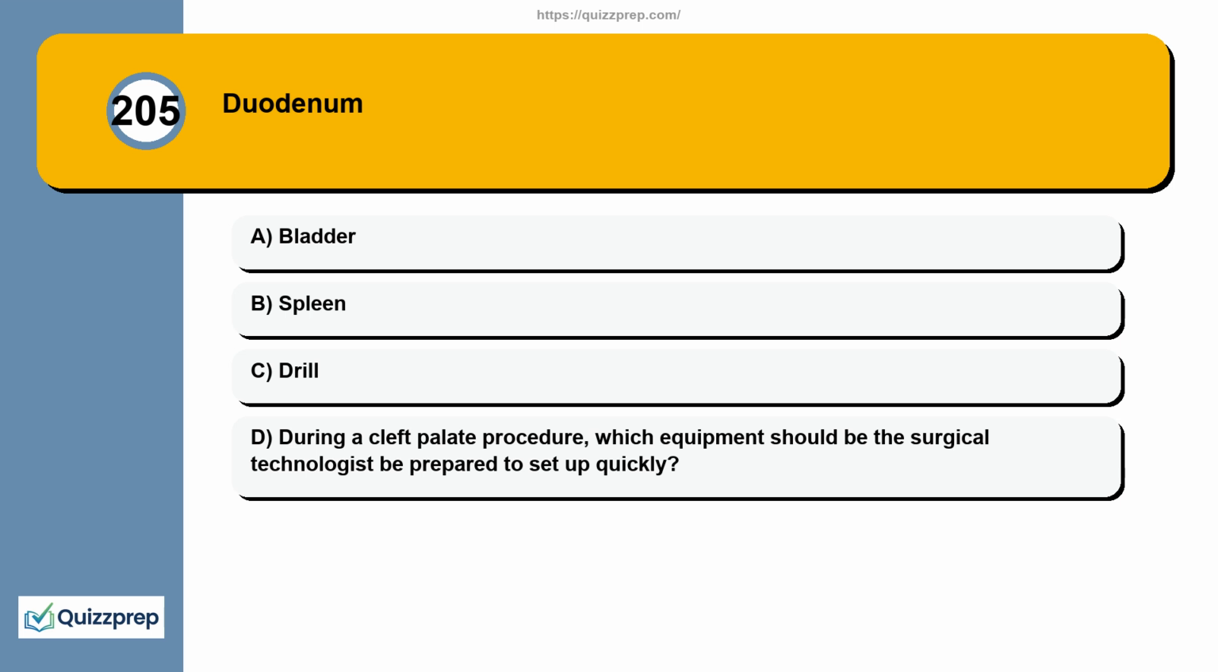The correct answer is option N/A. Question 205: Duodenum, option A; bladder, option B; spleen, option C; drill, option D. During a cleft palate procedure, which equipment should the surgical technologist be prepared to set up quickly?